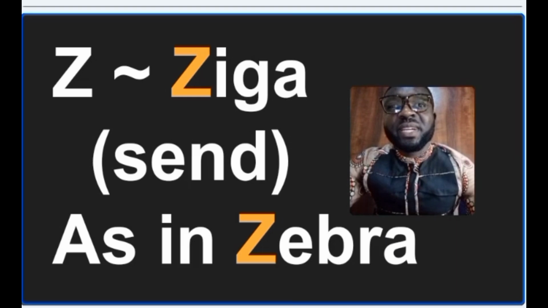Okay, the last letter we're going to be looking at today, and which also is the very last letter in the Igbo alphabet, is the Z sound. We have an Igbo word that gives us the sound as in ziga, and ziga means send. So you can tell somebody ziga letter, that means send the letter. If you change it to zita, it means send to me, while ziga means send to someone else. And we have the English word that gives us the Z sound, as in zebra.